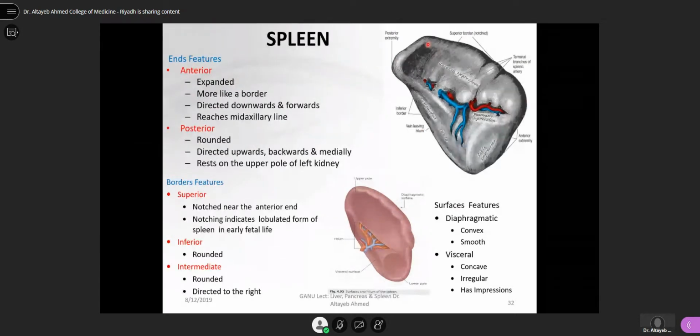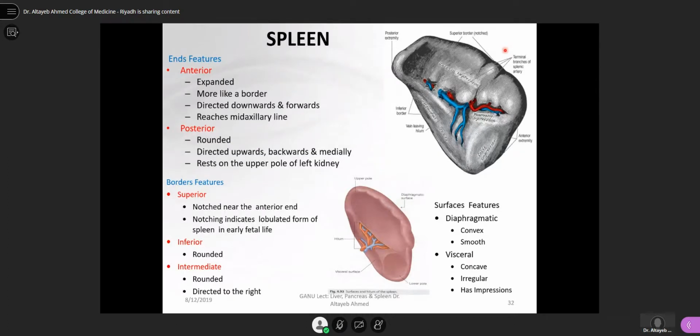The most important thing clinically to remember is that the anterior border has this notch. This notch is very important in abdominal examination. When you see it, it may indicate that this large organ is a spleen. We will talk later on about how to differentiate between the spleen and the kidney in abdominal examination. One of the differentiating factors is the existence of the notch.